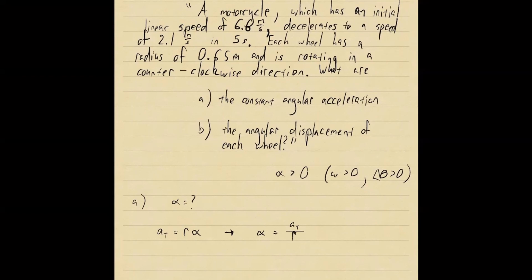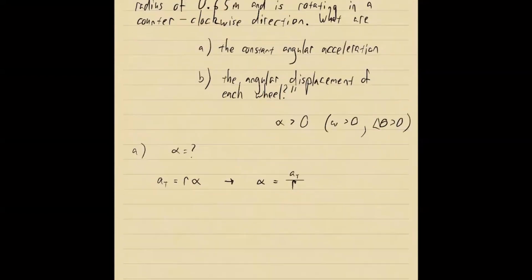So first up, we need to find our tangential acceleration. But we know how to do that, right? Because our tangential acceleration is just the change in velocity of our motorcycle divided by the elapsed time.